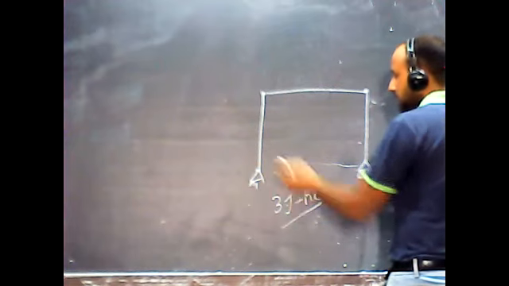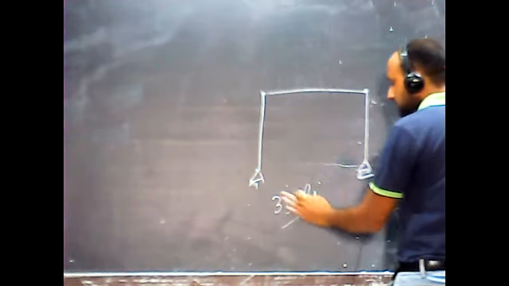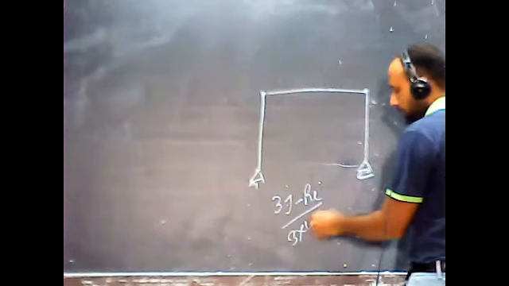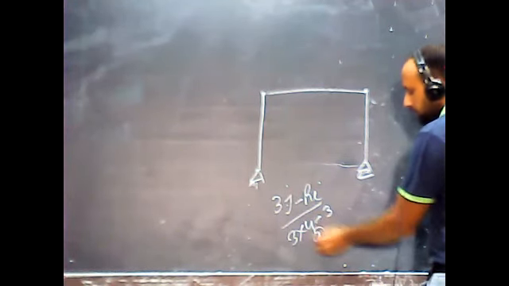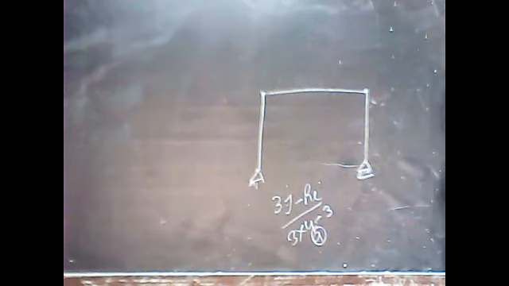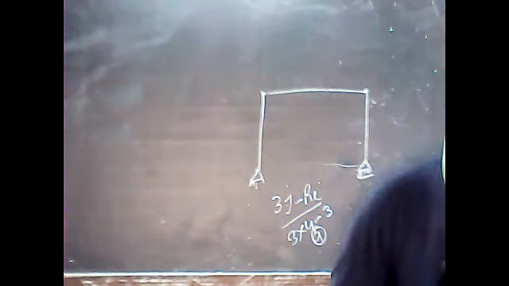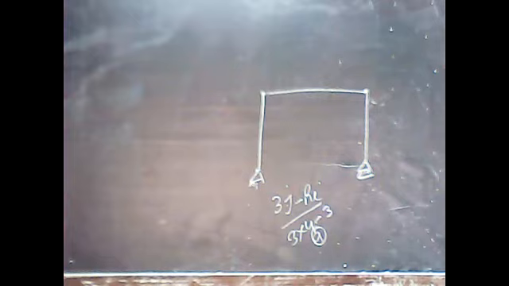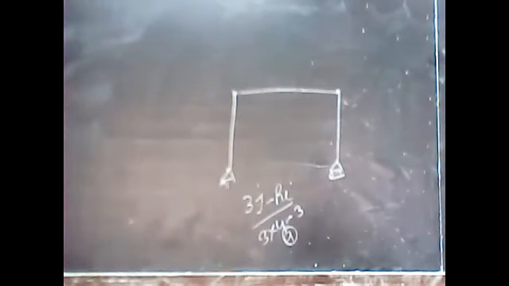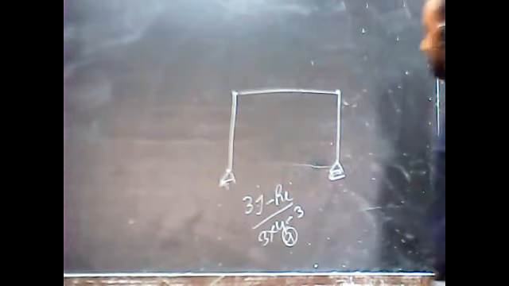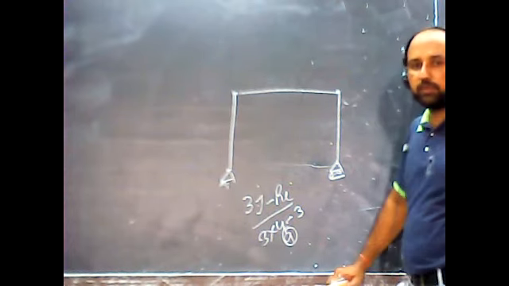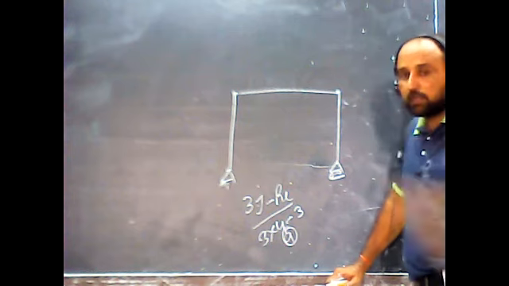3J, J is 1, 2, 3, 4. So 4 minus RE, 2 and 3, 9. What are these 9 values? Tell me, please. Which one will be the 9? But where are the 9 values of degree of freedom?